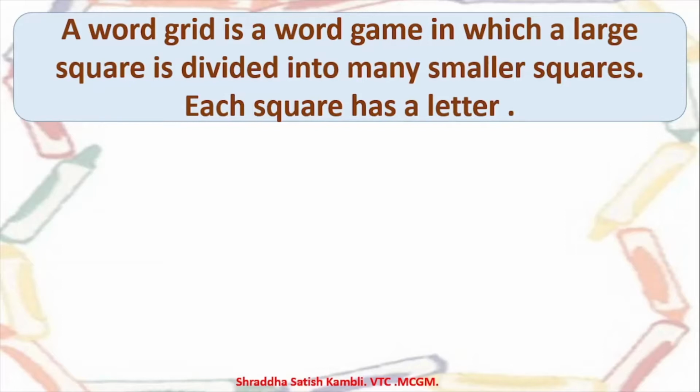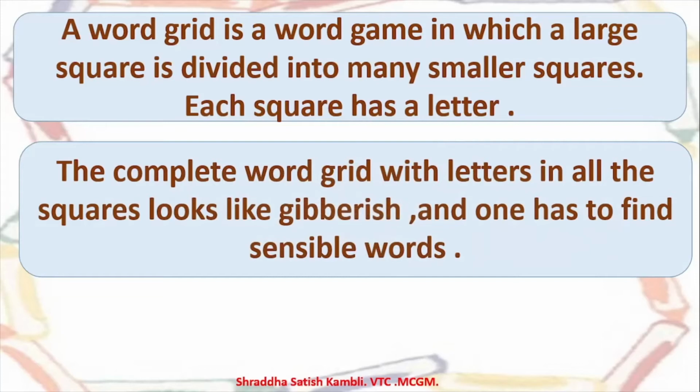Alright, so a word grid is a word game in which a large square is divided into many smaller squares. Each square has a letter. So now you just saw the previous slide. Every square has one letter in it, and then you try to make sense of all the letters which are written in the grid. You try to make meaningful words using these letters. Okay, sometimes you will see that the complete word grid with letters in all the squares looks like gibberish. Now what is gibberish? It means rubbish, nonsense.